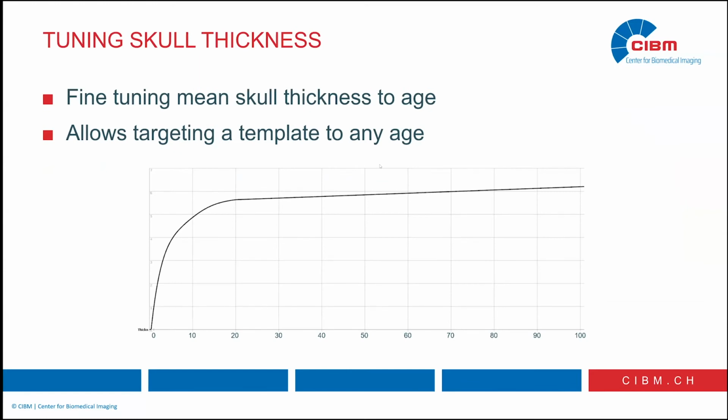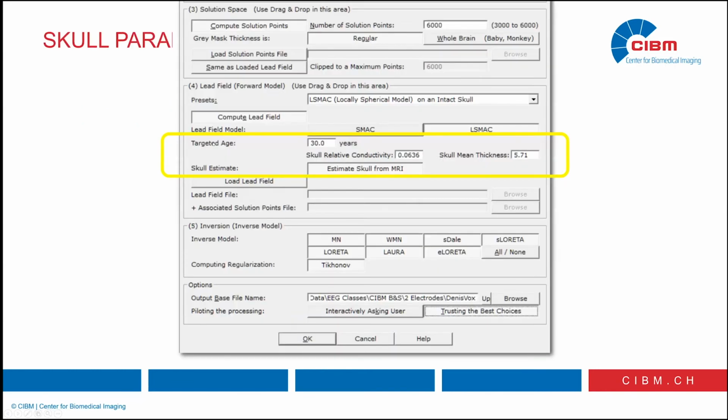The other nice thing we have in the Cartool toolbox is that we use this curve which says from age 0, so newborn, to age 100 years, this curve gives us the mean skull thickness of whatever subject or patient. And this is kind of useful because you can recalibrate the estimates that have been computed beforehand. So in the toolbox you can target an age. For example, the default is 30 years. And then it will adjust the conductivity and the skull thickness.